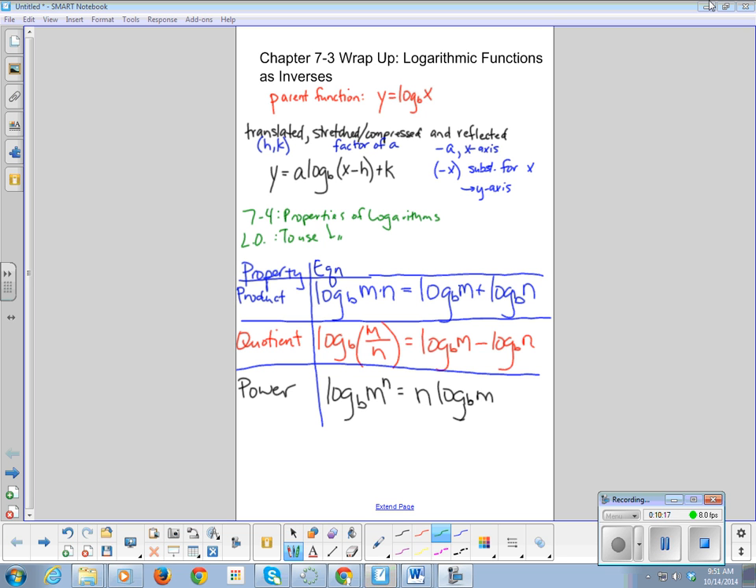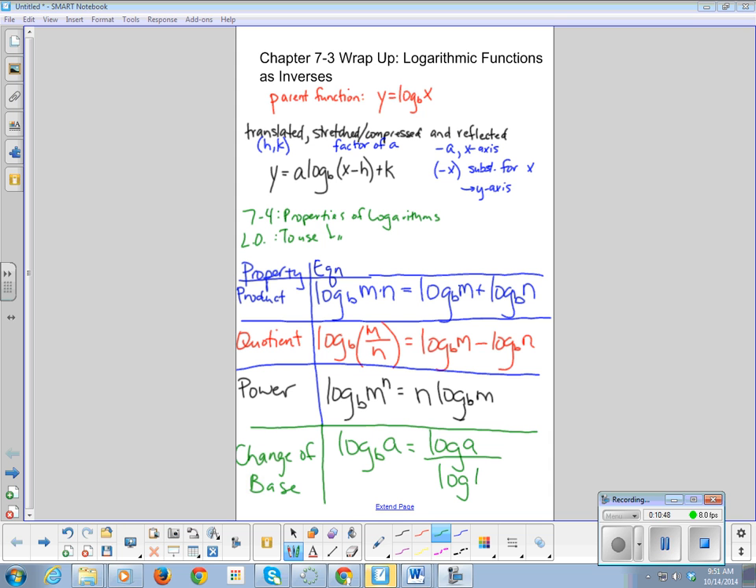And then the last rule is my change of base. That's if I have log base b of a, it's the same as log a divided by log b.